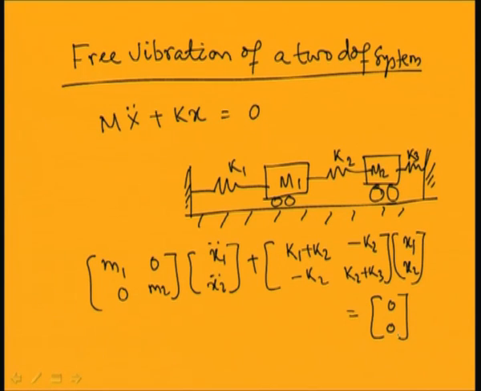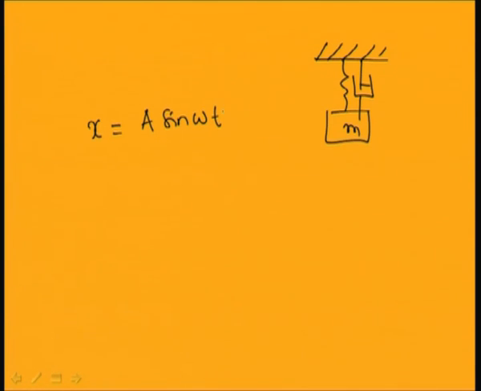Now, I want to study the free vibration response of the system. In case of a single degree of freedom spring mass damper system, you have seen the free vibration response can be written in this form: x equal to A sin omega n t, where omega n is the natural frequency of the system and A is the amplitude of the response.